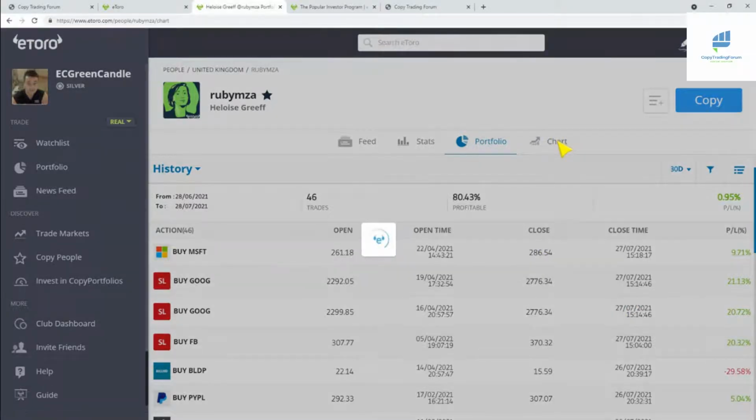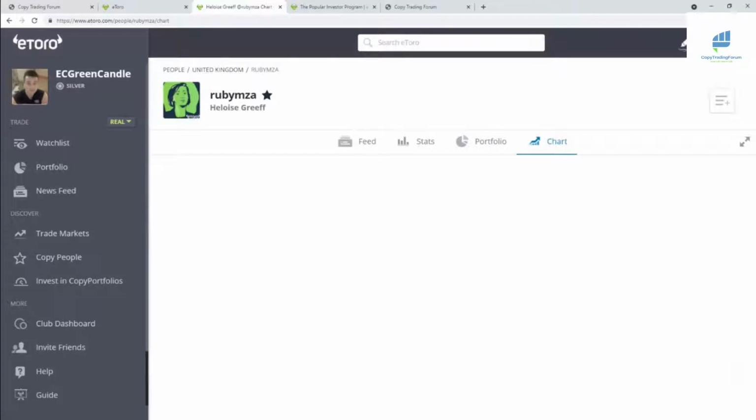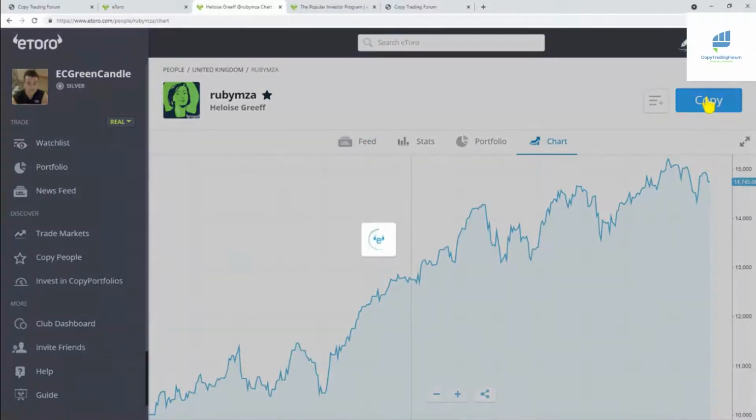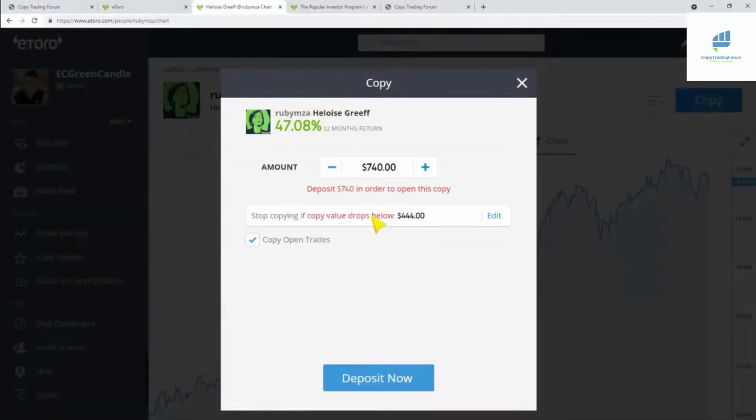And then the last thing is the charts here. So this is the graph, so it's easy to read for beginners. This is if you invested $10,000, how much you would have made since July of last year. So if you invested 10,000 in July a year ago, you would have made 4,745, because it's now at 14,745. See, easily done. And then if you want to copy them, you can just come in here and copy.